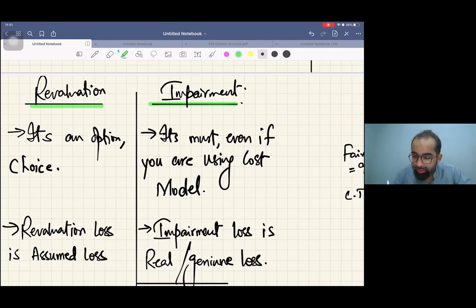But look at here. Impairment, it's a must. Even if you are using the cost model, if there is a hint or if there is a downfall in recoverable amount, you have to book impairment at any cost. So impairment is not a choice. Even if you are using the cost model, still you need to book impairment. Once your recoverable amount goes down, you have to book impairment. No option. So impairment is not an option. Yes, revaluation is an option.